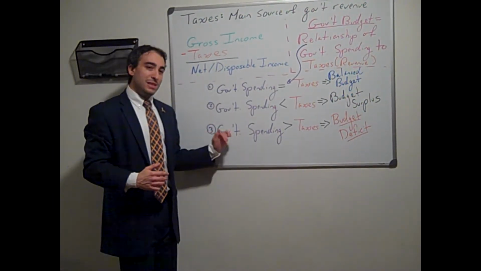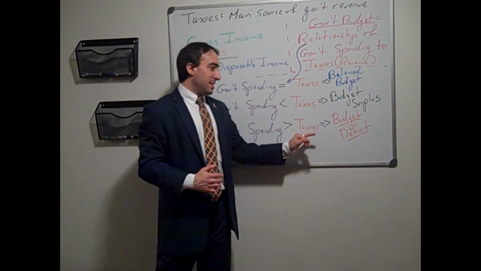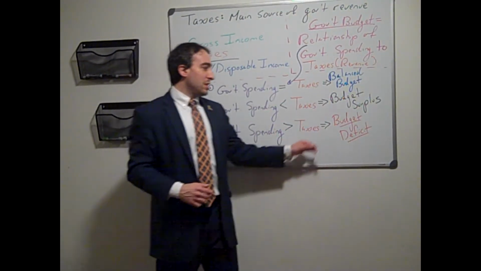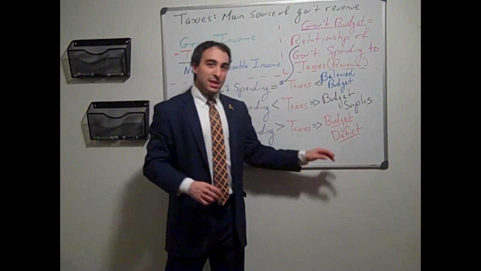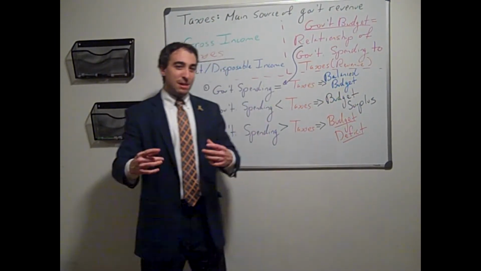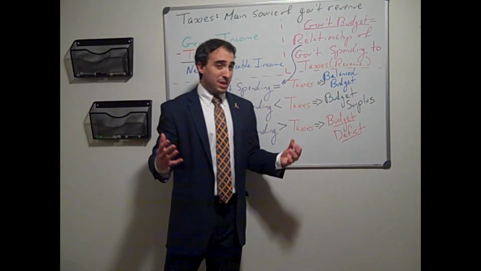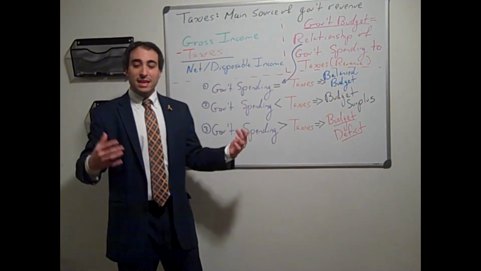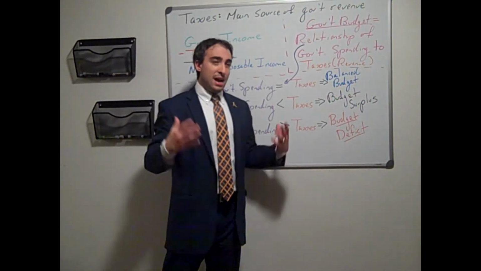But if government spending is greater than taxes, this is called a budget deficit. That means that the government is spending money it does not have. In our next slide, we're going to take a look at how does the government spend money that it does not have?